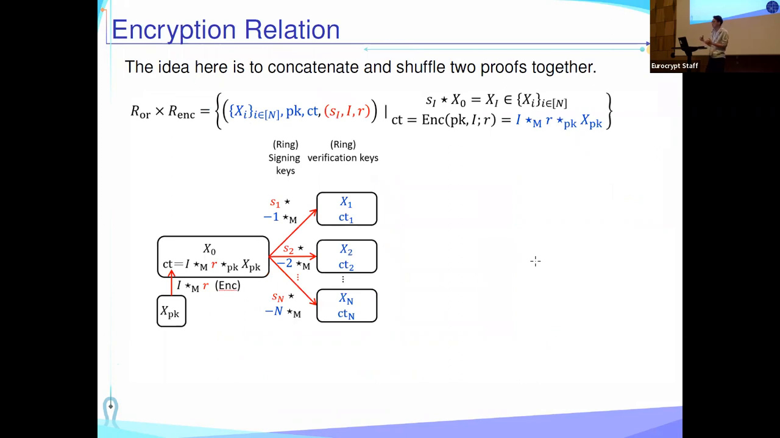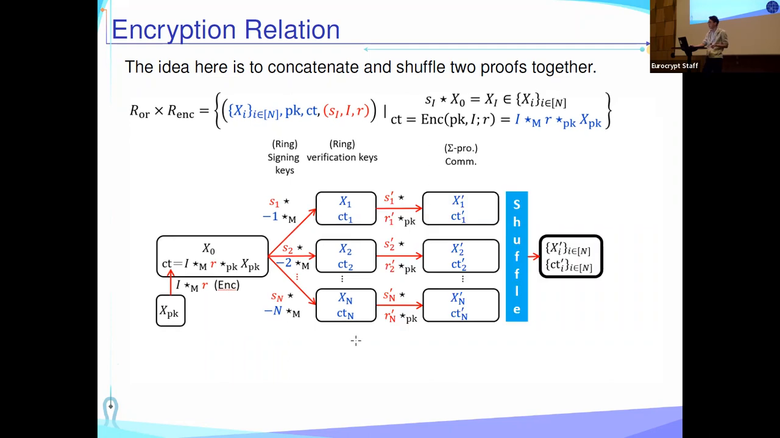So the next step is we add the encryption relation into this relation. And the key idea is we concatenate and shuffle two proofs together. Recall that we have a ciphertext now to encrypt the secret message i, together with the randomness r. So we do something similar here. The information in blue, which means it's public, like pk_1, pk_2, pk_n, and this common statement here, ciphertext 1, ciphertext 2, ciphertext n, they are public. And the prover does group actions again with 2n distinct group elements, and obtains a set again and shuffles them together.